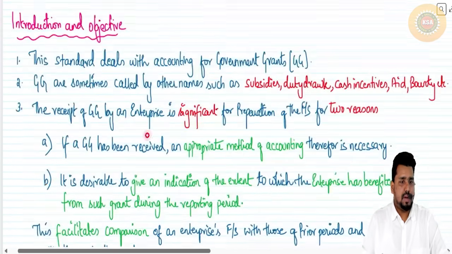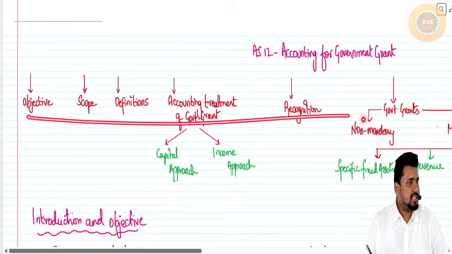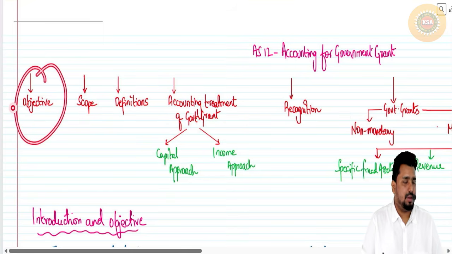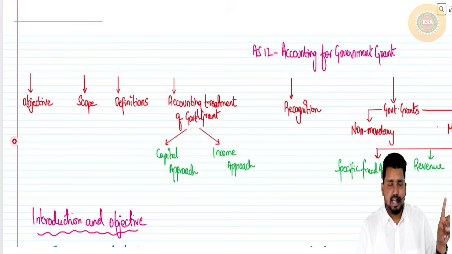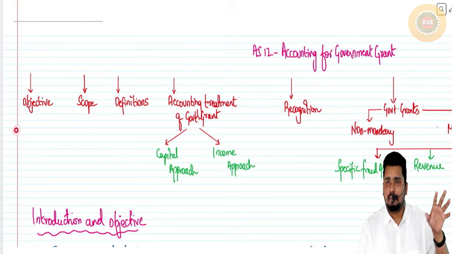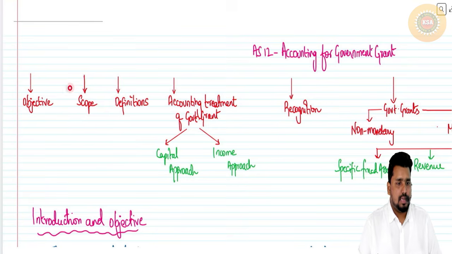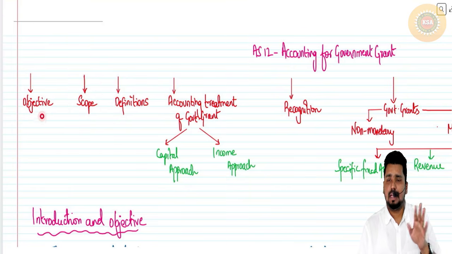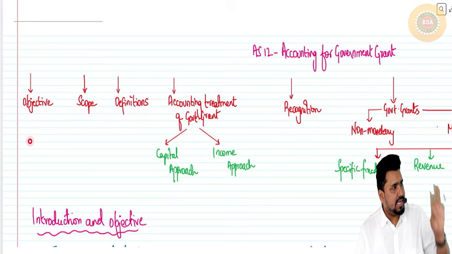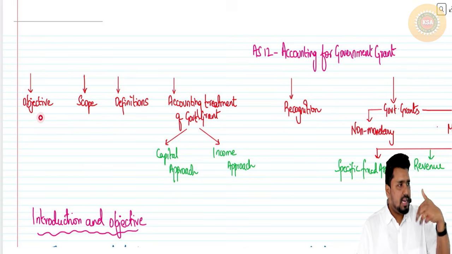Correct? Point number 1. Sir, as you said, 5 things are common. What is the first one? Objective. What is the objective? To prescribe appropriate accounting method. Second is the extent of benefit which an enterprise has received, so that it leads to comparison. It leads to scope. What is the general meaning of scope? Correct? So they are telling, generally it is applicable to all government grants except 3. Except what? 3.